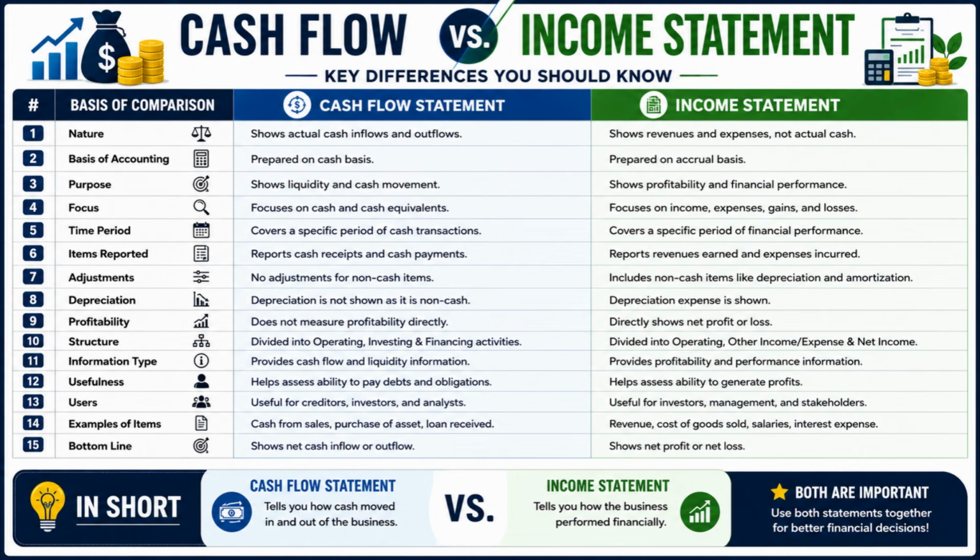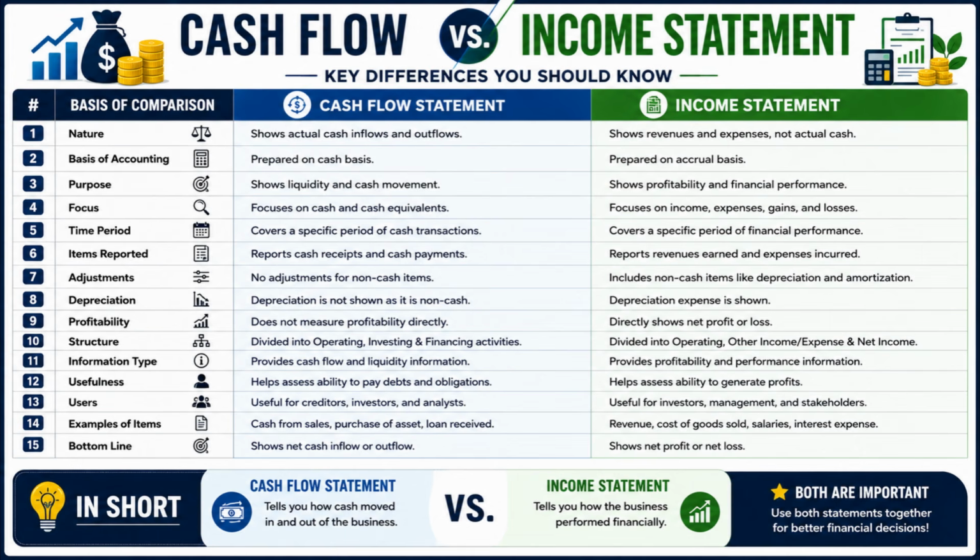Number 10. Cash flow statement is divided into operating, investing, and financing activities, whereas income statement is divided into revenues, expenses, and net income sections. Number 11. Cash flow statement provides information about liquidity and solvency, whereas income statement provides information about profitability and operational performance. Number 12. Cash flow statement helps determine the ability to pay debts and obligations, whereas income statement helps determine the ability to generate profit.